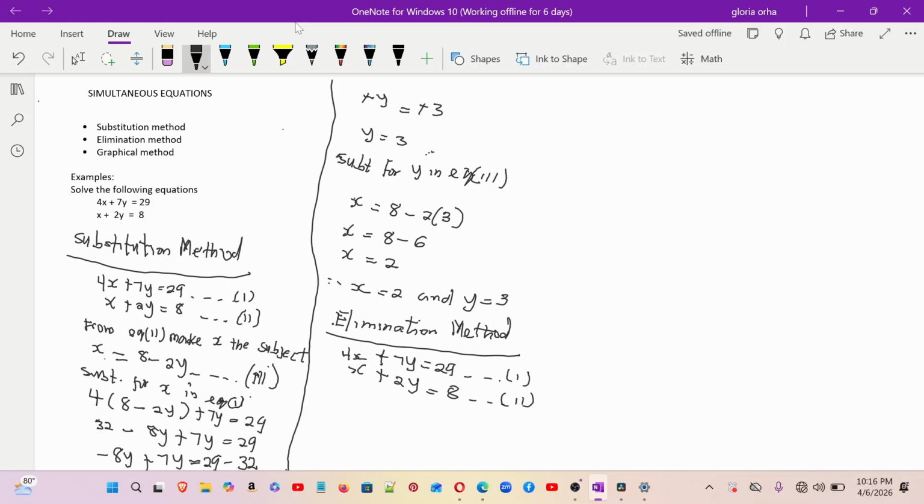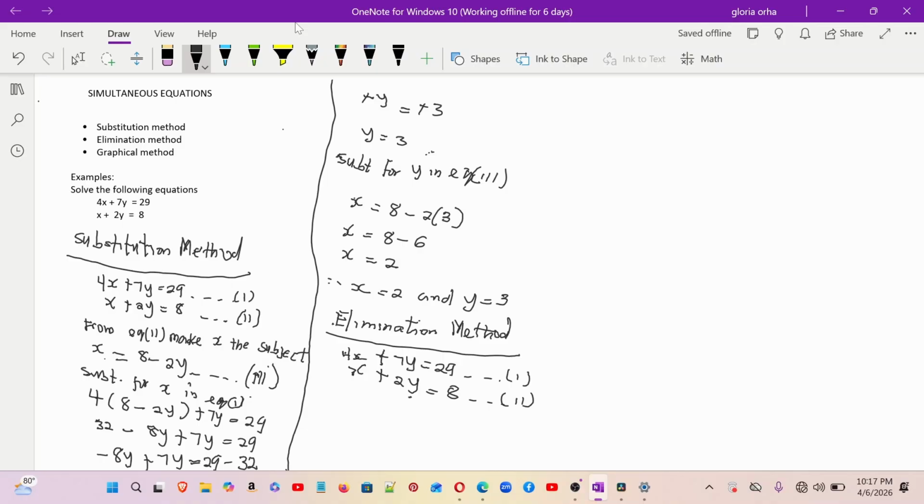Also, the coefficient of y in equation 1 and the coefficient of y in equation 2 are not the same. We can't eliminate it this way. So we either make the coefficient of x in equation 2 to be 4x so that we can eliminate it, or we make the coefficient of x in equation 1 to be 1 so that we can eliminate. Or, depending on the question, we check for y, we check the coefficient of y also.